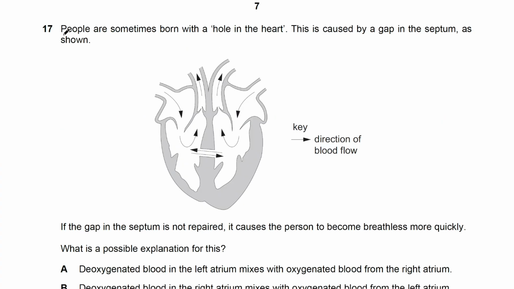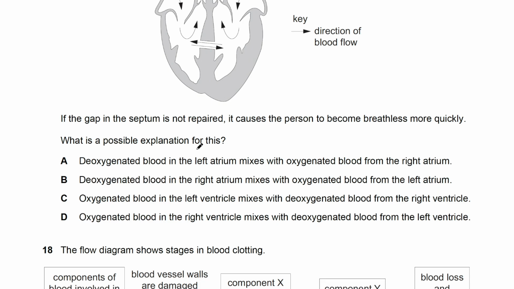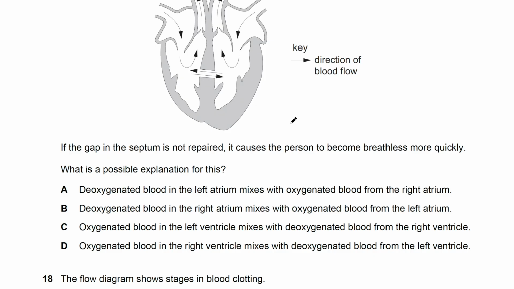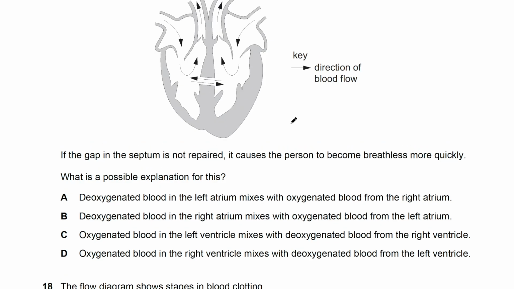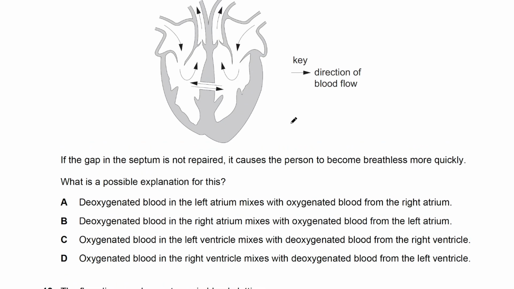Question number 17. People are sometimes born with a hole in the heart. This is caused by a gap in the septum, as shown. It's clear here. If the gap in the septum is not repaired, it causes the person to become breathless more quickly. What is a possible explanation for this? Now, why does the person become breathless? Because the deoxygenated blood will mix with oxygenated blood and that will decrease the concentration of oxygen, so it will be hard for the person to breathe well.